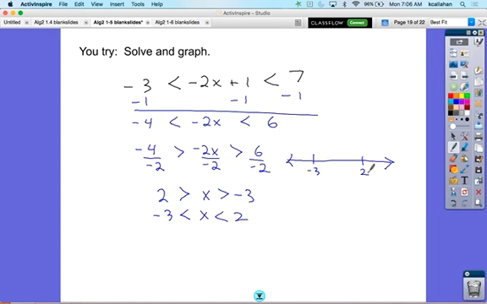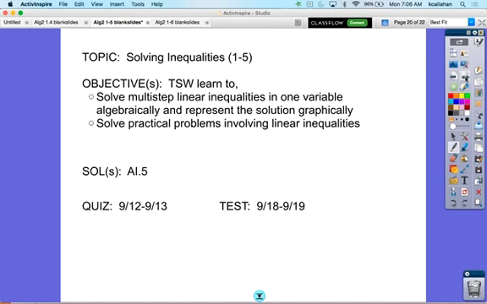Looks like both are open circle, and the shading is between. Okay, so that finishes the lesson.